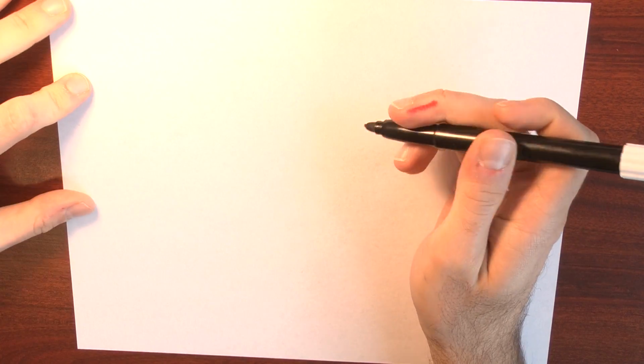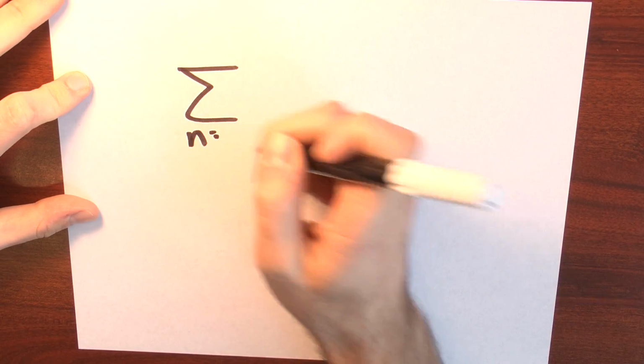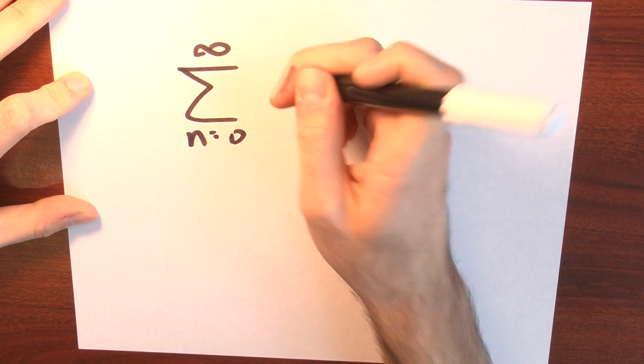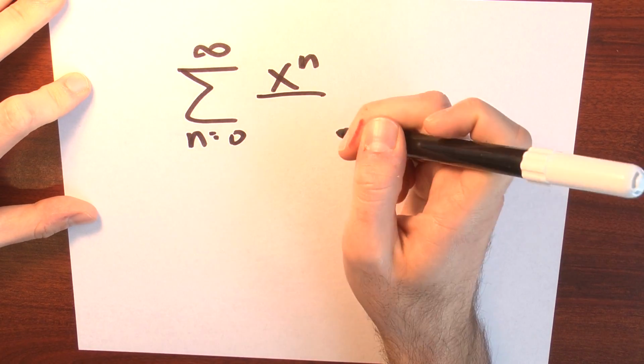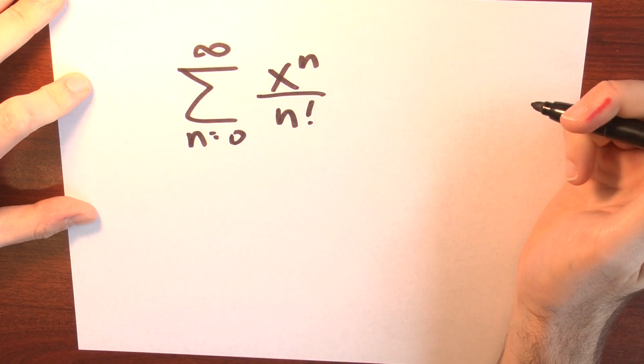It can certainly happen that the radius of convergence is infinite. Well, let's consider this power series. The sum n goes from 0 to infinity of x to the n divided by n factorial. Let's try the ratio test.